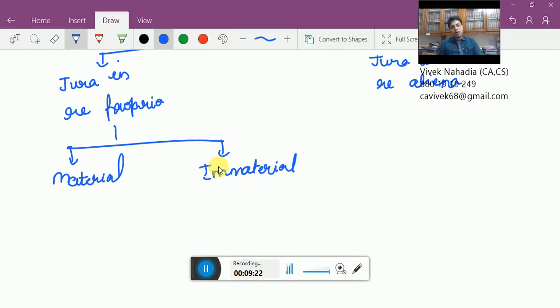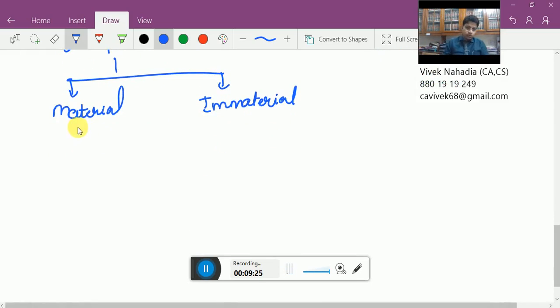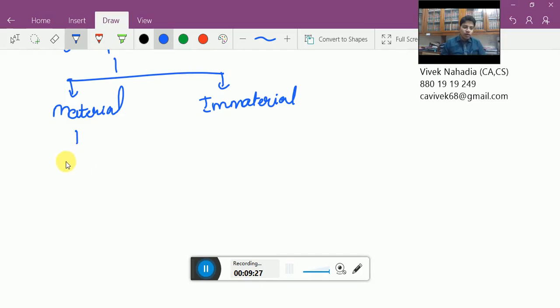Material things means what? This is very obvious, like land, buildings, etc. are material things. Then chattels. What is the meaning of chattels? Chattels is nothing but anything except real estate. Real estate includes land, buildings, etc.